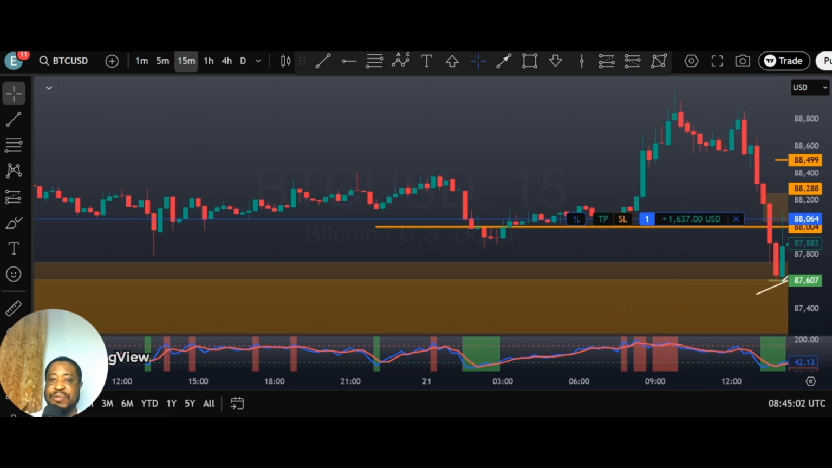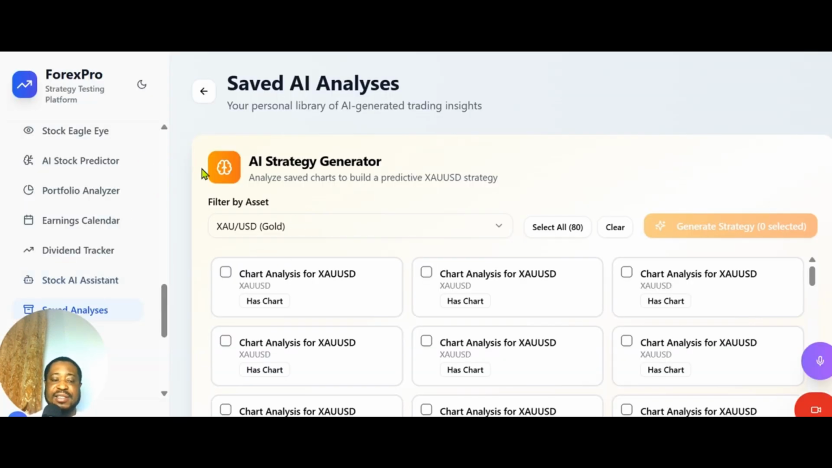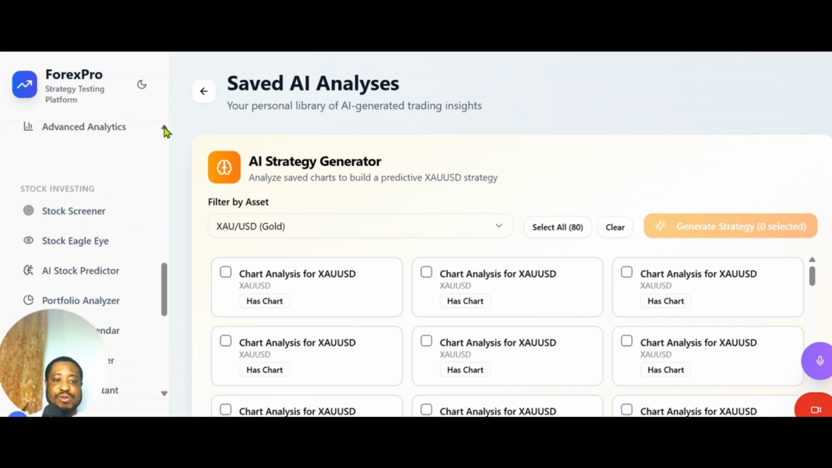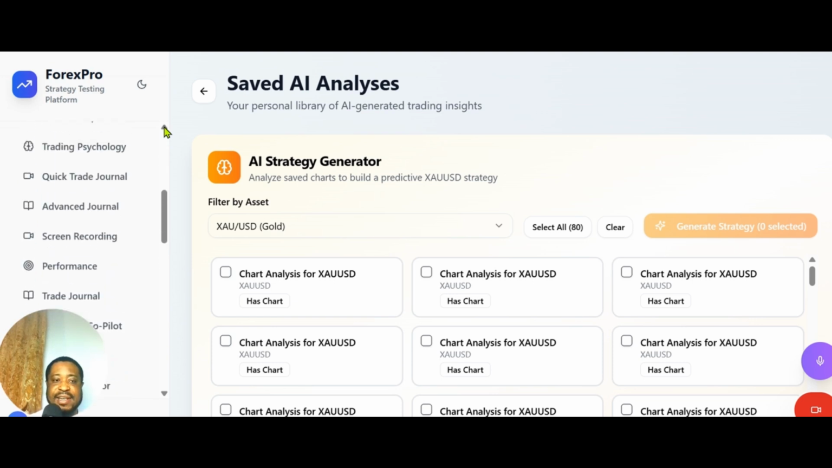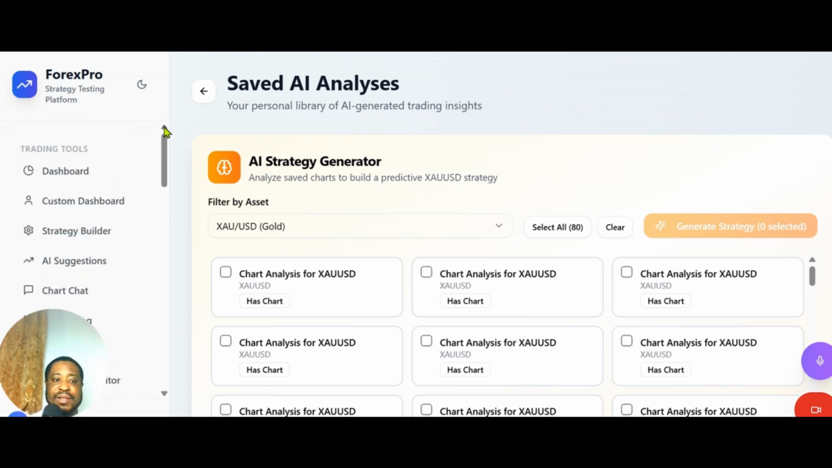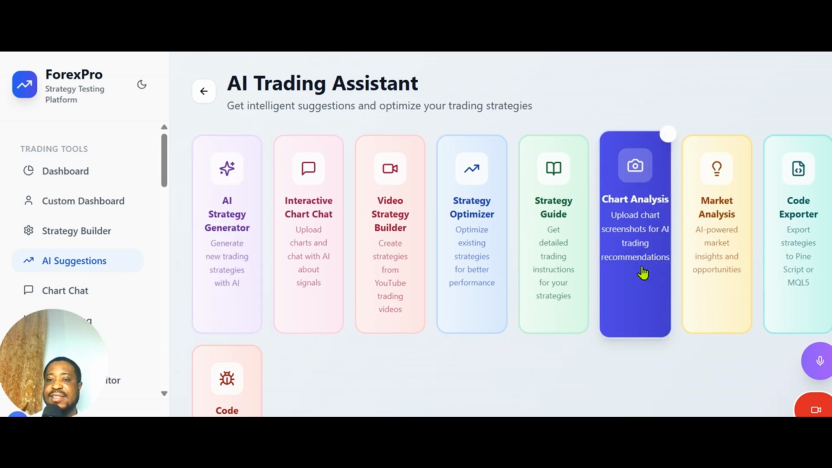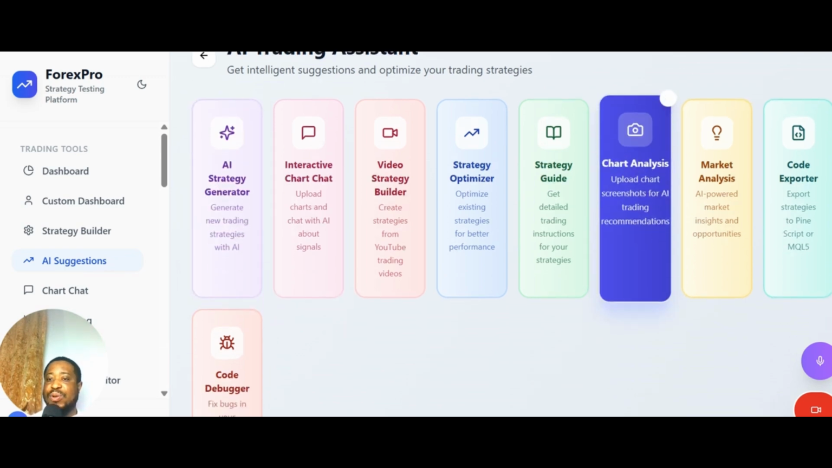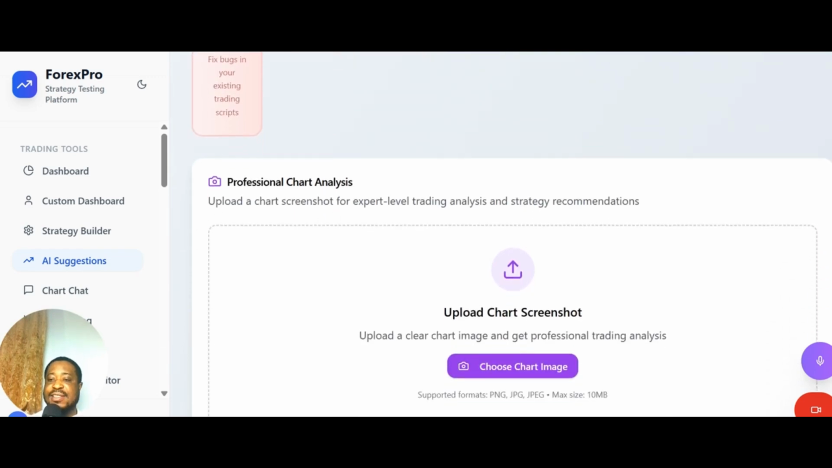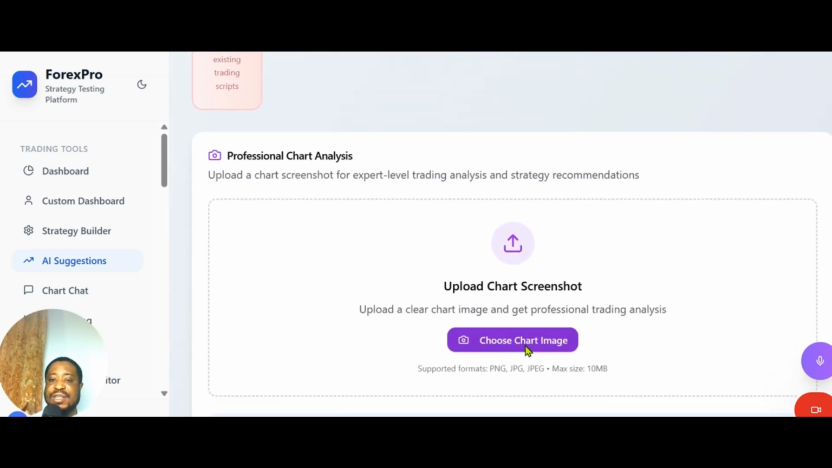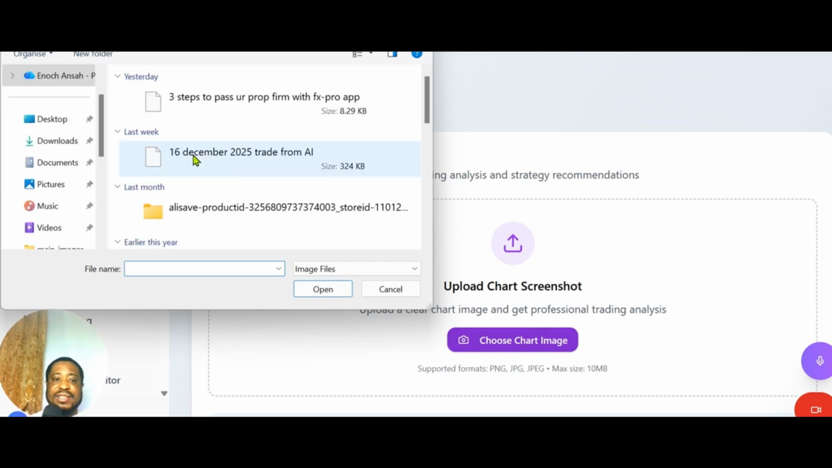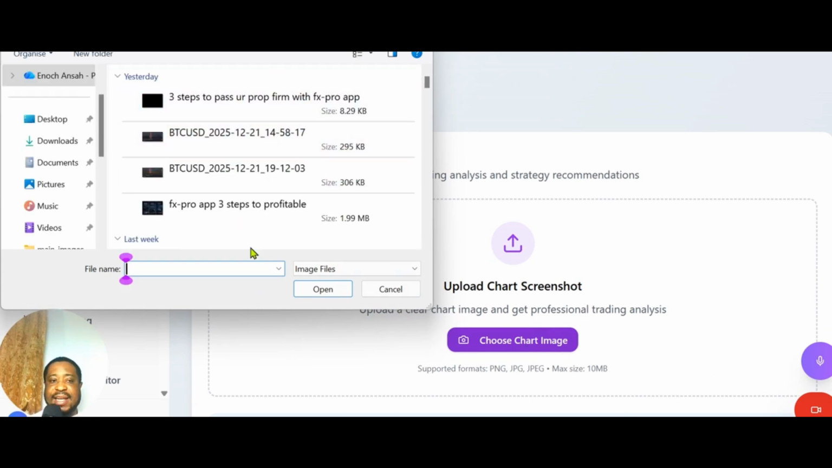So first, we will launch the app here. This was what happened here. Let me take you through one of the steps that you do to get the signal. You go to AI suggestions, then you click on chart analysis, then you upload a screenshot of your charts. So this is what you do. You put the screenshots here, then you click on analyze, then you get the results.